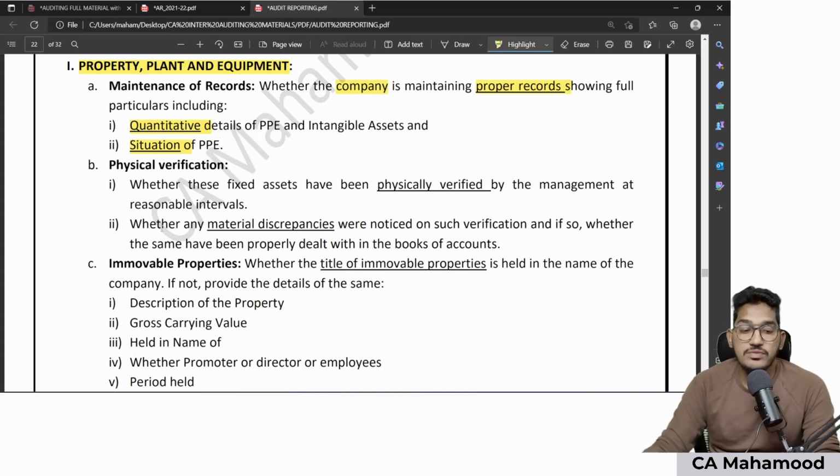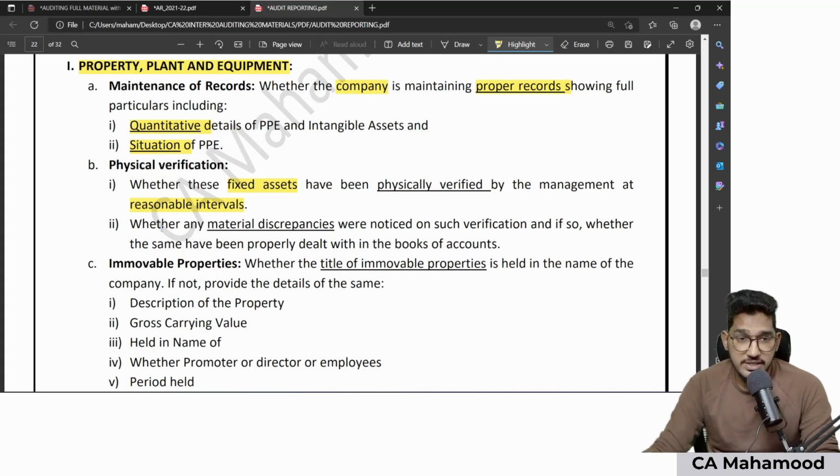Number 2, whether those fixed assets are physically verified by the management at reasonable intervals. Whether your client company has physically verified. They're not asking the auditor to do physical verification. They're asking whether management did the physical verification of that PPE at reasonable intervals. Here, reasonable intervals means once in 3 years. For PPE physical verification, reasonable interval can be taken as once in 3 years.